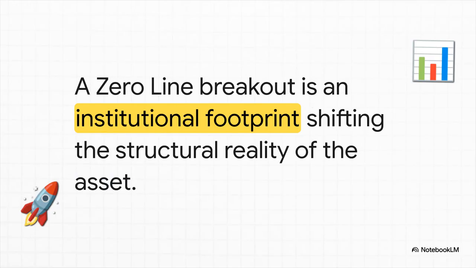An architect treats this zero-line breakout as an institutional validation signal. We do not just trade random crossovers floating in the middle of nowhere. We track precisely where those crossovers occur relative to the zero equator. A breakout here, that's the footprint of massive institutional capital literally shifting the structural reality of the asset.